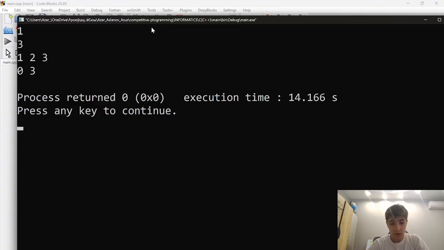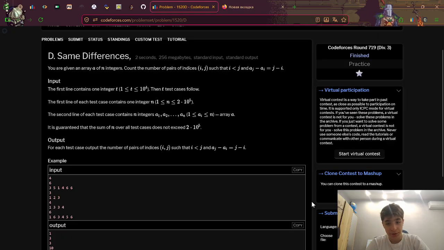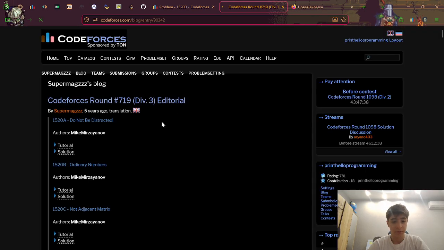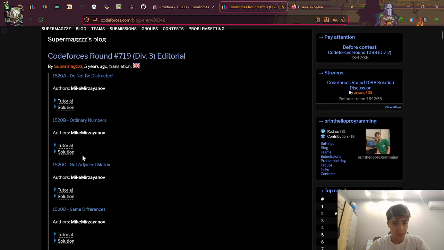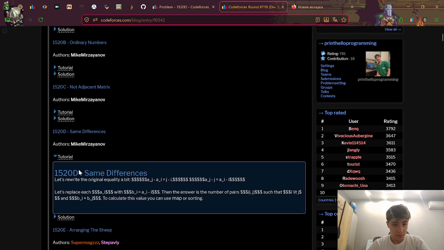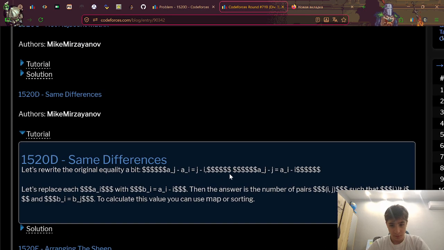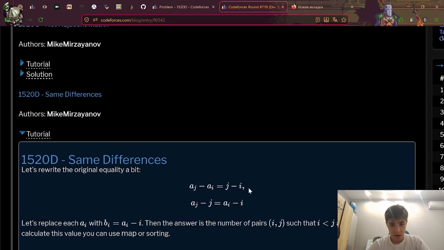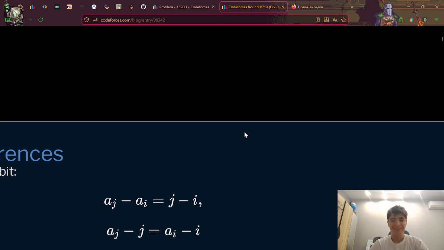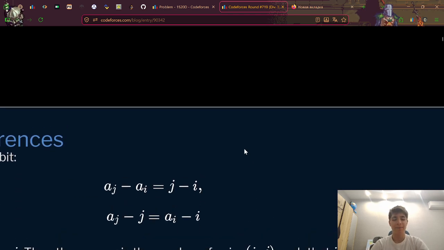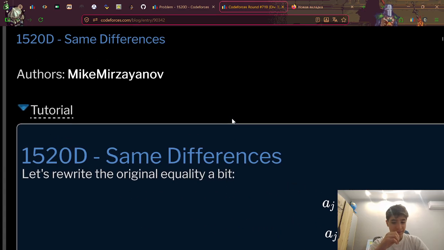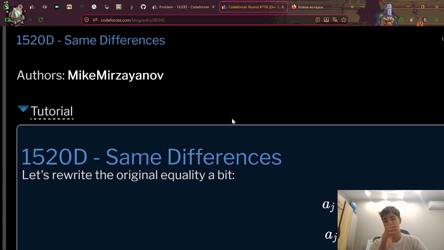Let me enter for editorial. Is this something cool to learn? Just using differences. Tutorial. I'm going the right way, but my map is just something I don't want to go down.